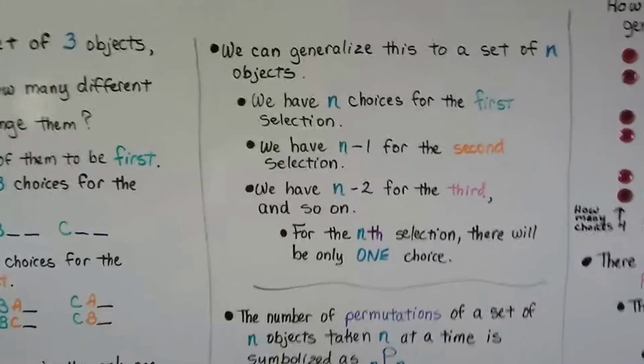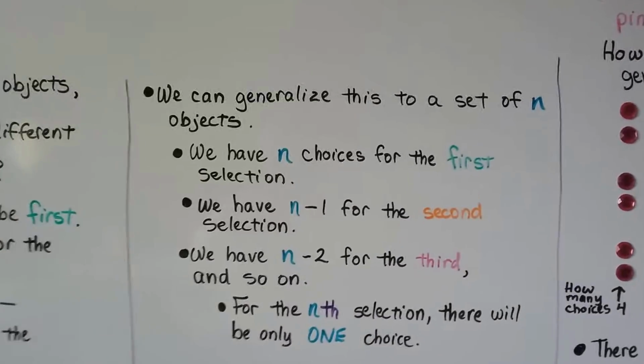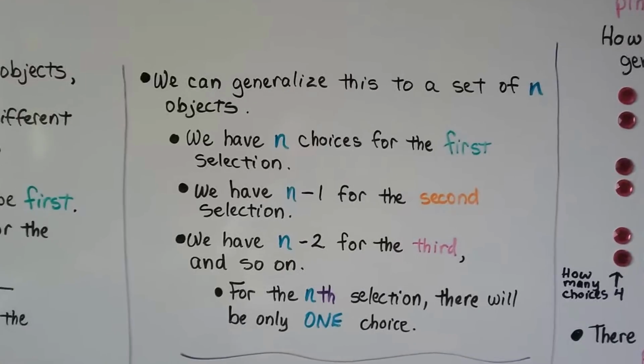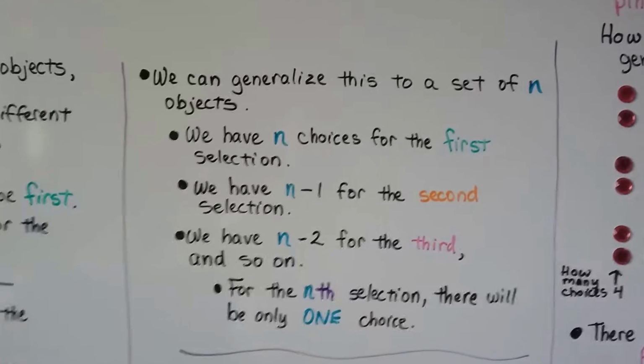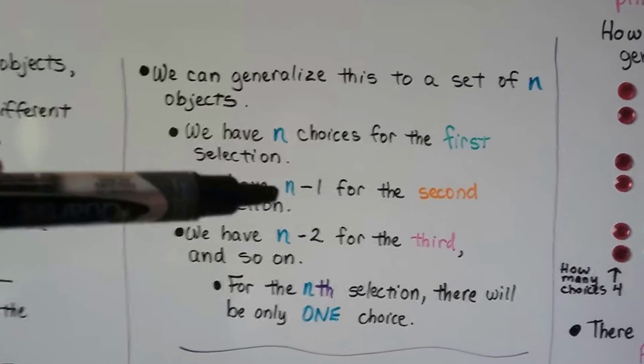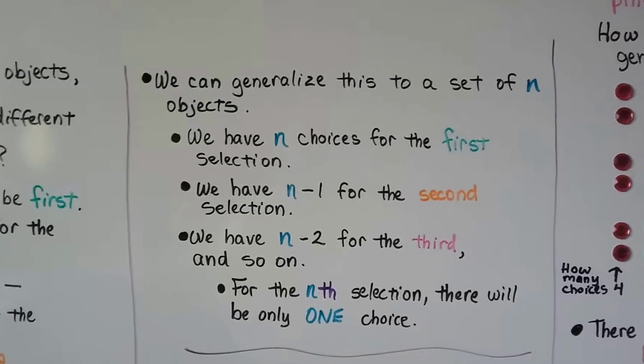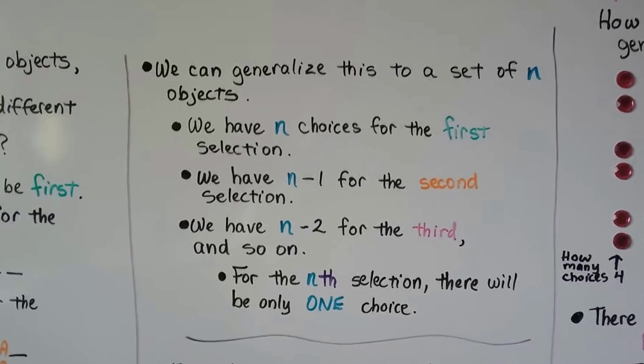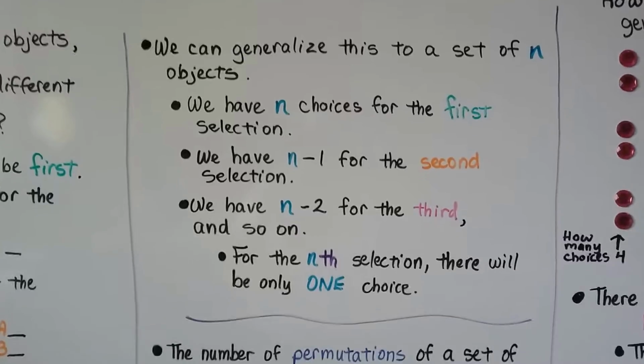We can generalize this to a set of n objects. We have n choices for the first selection. Then we have n minus 1 for the second selection. So it's minus 1 because we already made the first choice. We have 1 less choice, don't we? We have n minus 2 for the third, and so on. So for the nth selection, there's only going to be 1 choice, the one that's left over, that hasn't been used yet.